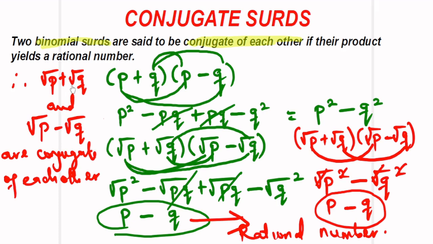So now these two surds are conjugates of each other because when we look for their product, we got p minus q, which is a rational number. So now let's progress.